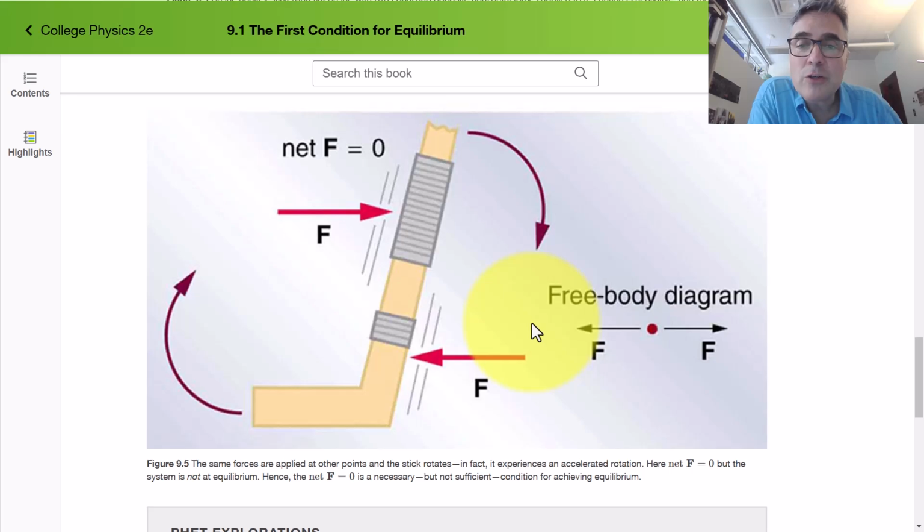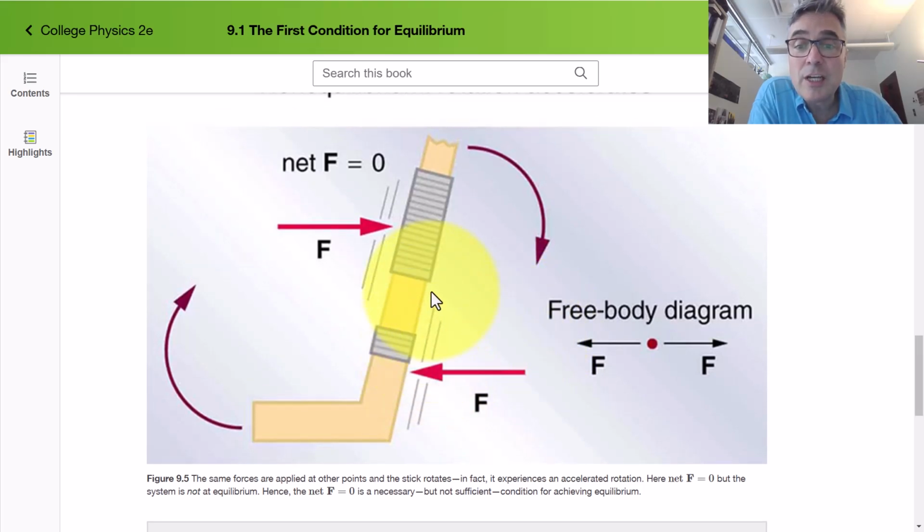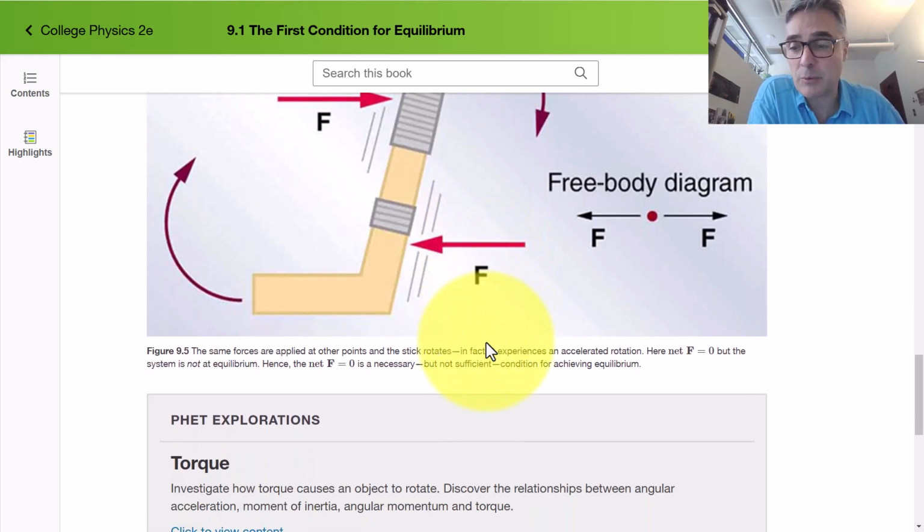However, you could do the exact same situation, but apply these forces in different locations. What if I apply this force to the left on the bottom part of the stick and the force to the right on the top part of the stick? Well, the whole stick is going to turn clockwise in this case, right? So the free body diagram looks the same. The net force is zero, but your object now is going to rotate, and I guess rotation's a form of acceleration, so it's not static equilibrium.